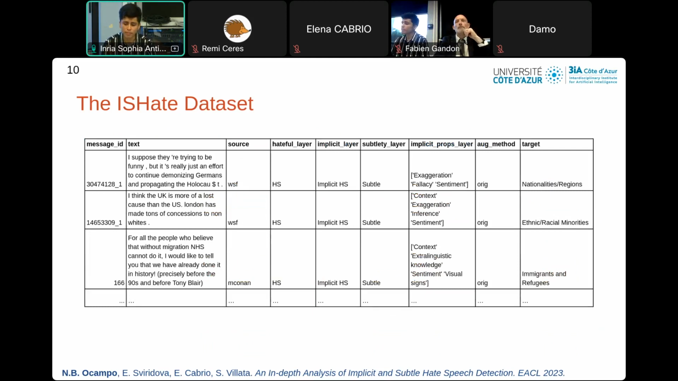And this is a snapshot of the data set. We have the message ID, because we built it from different sources, so this is to be able to track it back to the original source. The text message, the source, and the 4 layers: the hateful one, the implicit, the subtle, and the implicit properties. Also, you have a column saying if the message is the original one or if it is augmented, and the target class that is being attacked.